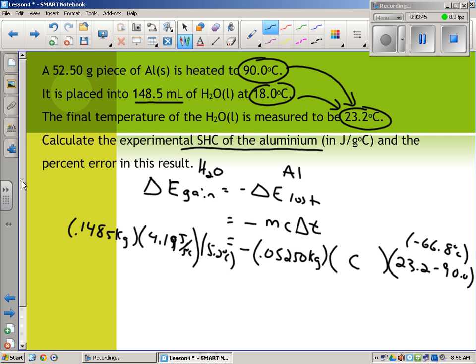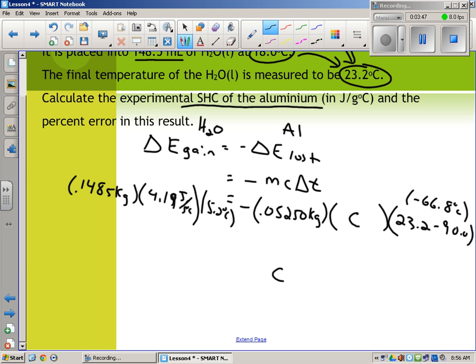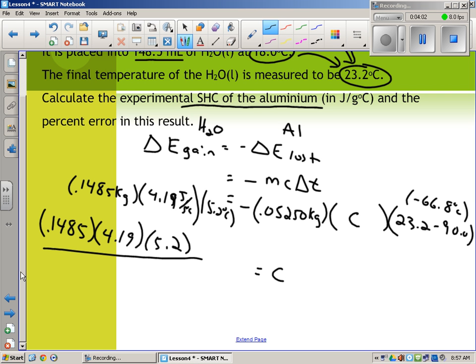Okay. And when we solve for C here, yesterday I think we did this in class, so I think we're okay here. But basically, I'll write it out because I'm not going to include the units here. Forgive me, 5.2 just to save a little time. So that stuff there divided by, of course, over on this side, don't forget there is a negative there, 0.05250 kilograms and the negative 66.8. And of course, that would give me C.